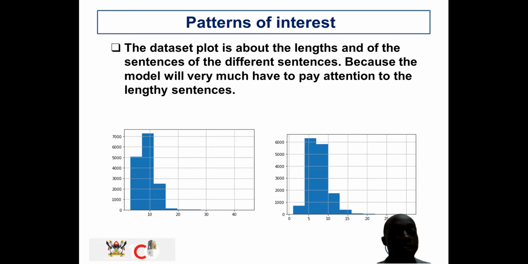Okay, so the patterns of interest. The data set plot is about the length, the length variation of the different texts. These are the patterns that the model will obviously have to focus more on. It's going to look through this data set and pay attention to this. So the length of the data set is one of the patterns of interest of the model.